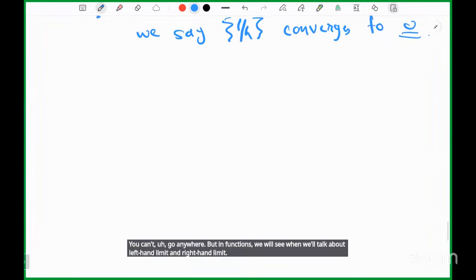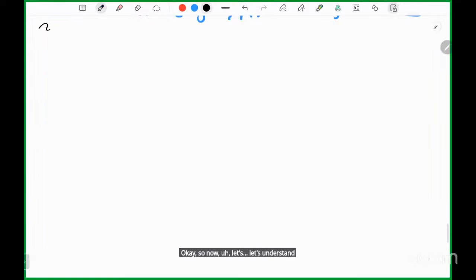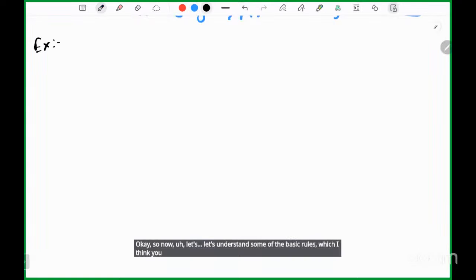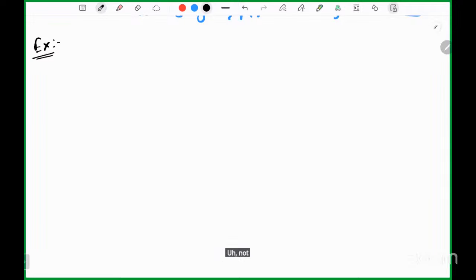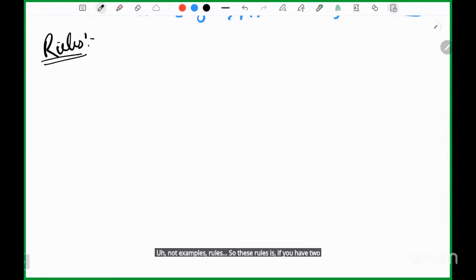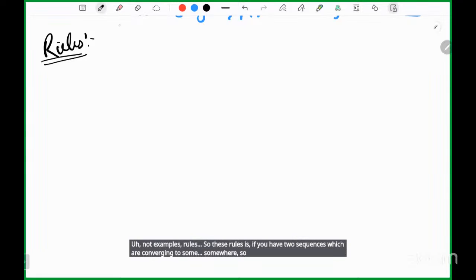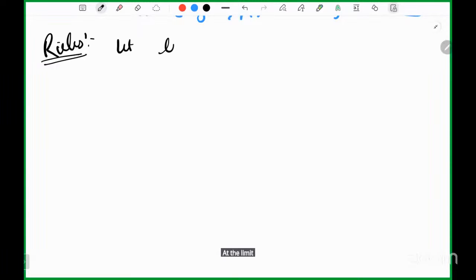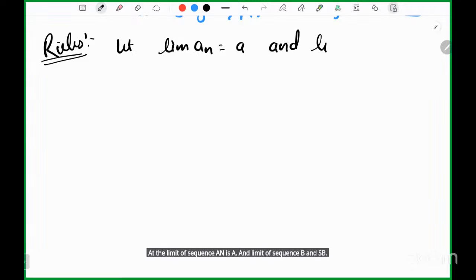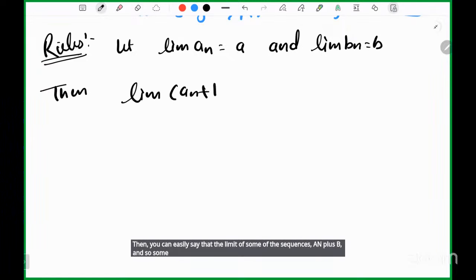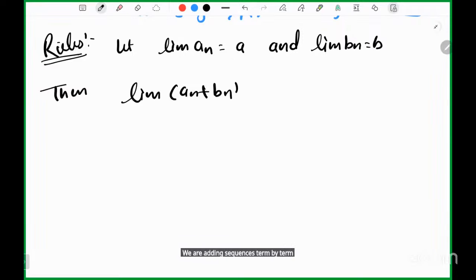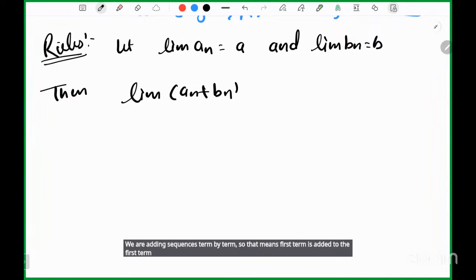Okay. So now let's understand some of the basic rules, which I think you guys are familiar with. But see, not examples, rules. These rules say if you have two sequences which are converging somewhere, suppose we assume that the limit of sequence an is a, and the limit of sequence bn is b, then you can easily say that the limit of the sum of the sequences an plus bn. Sum of the sequences means we are adding sequences term by term. That means the first term is added to the first term, the second term is added to the second term.